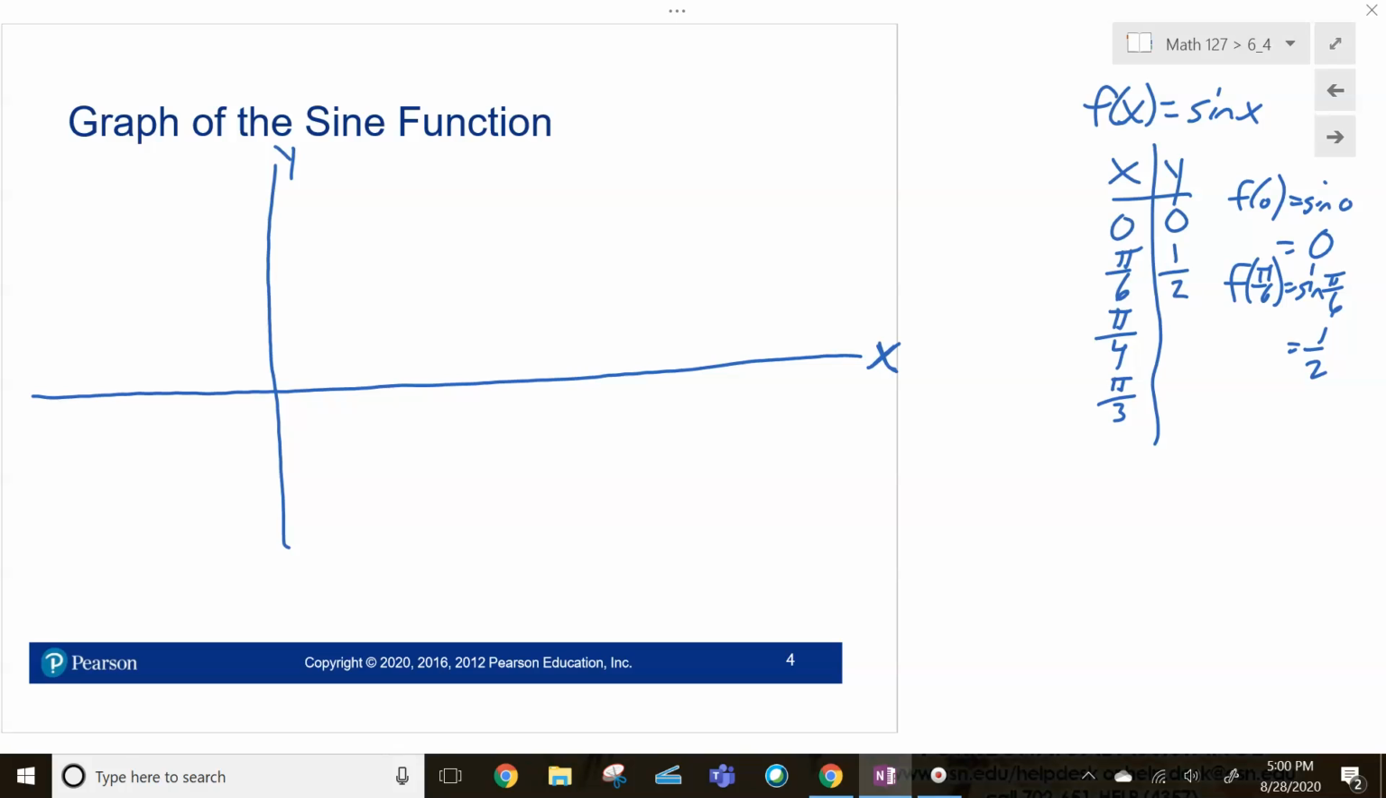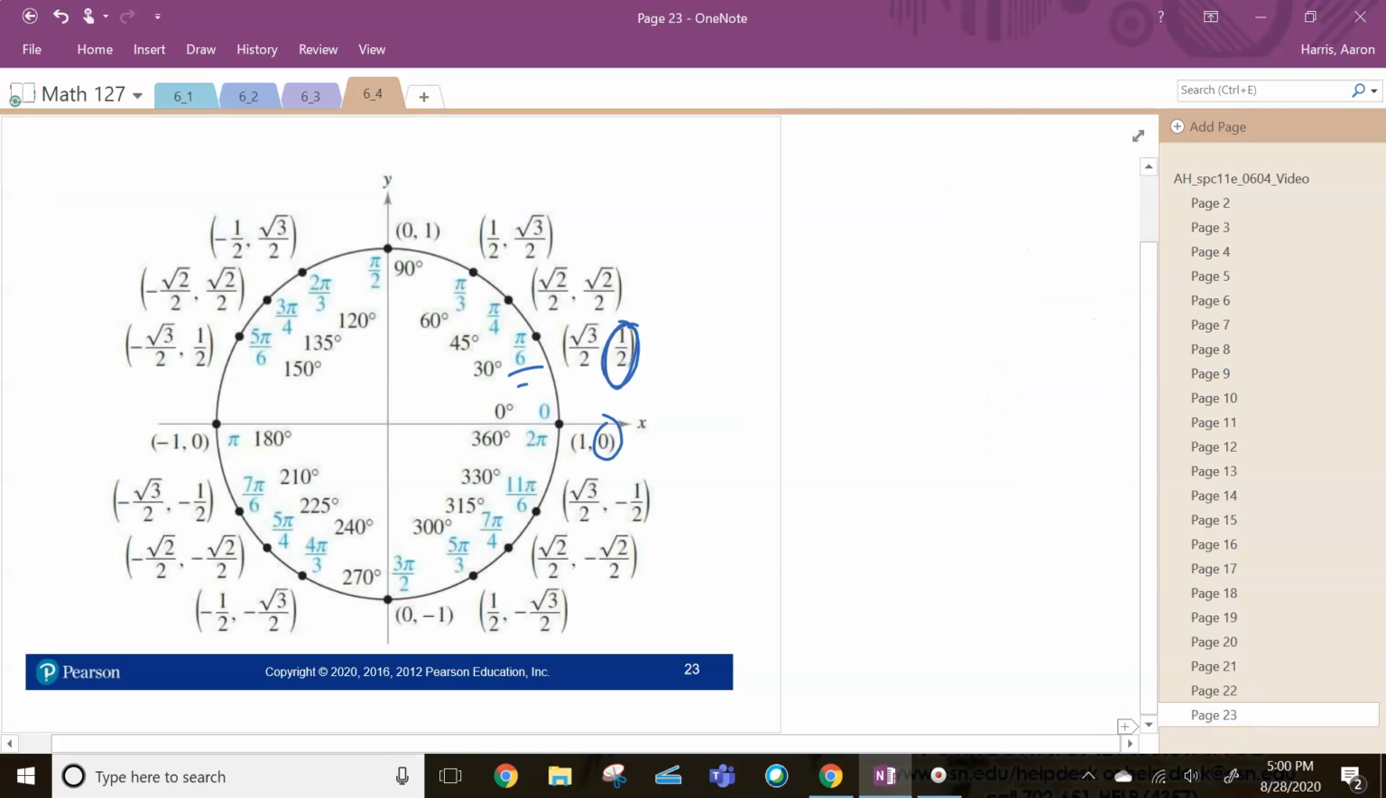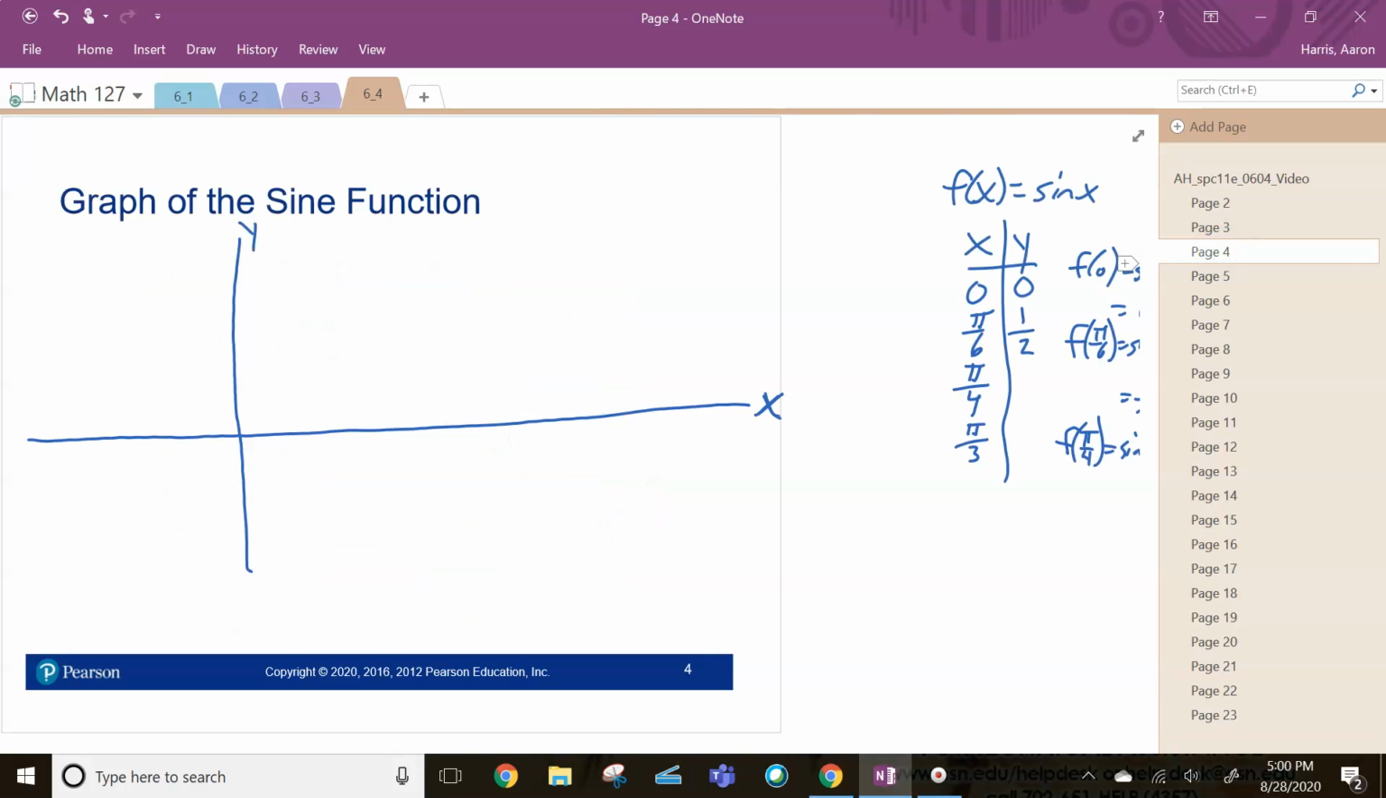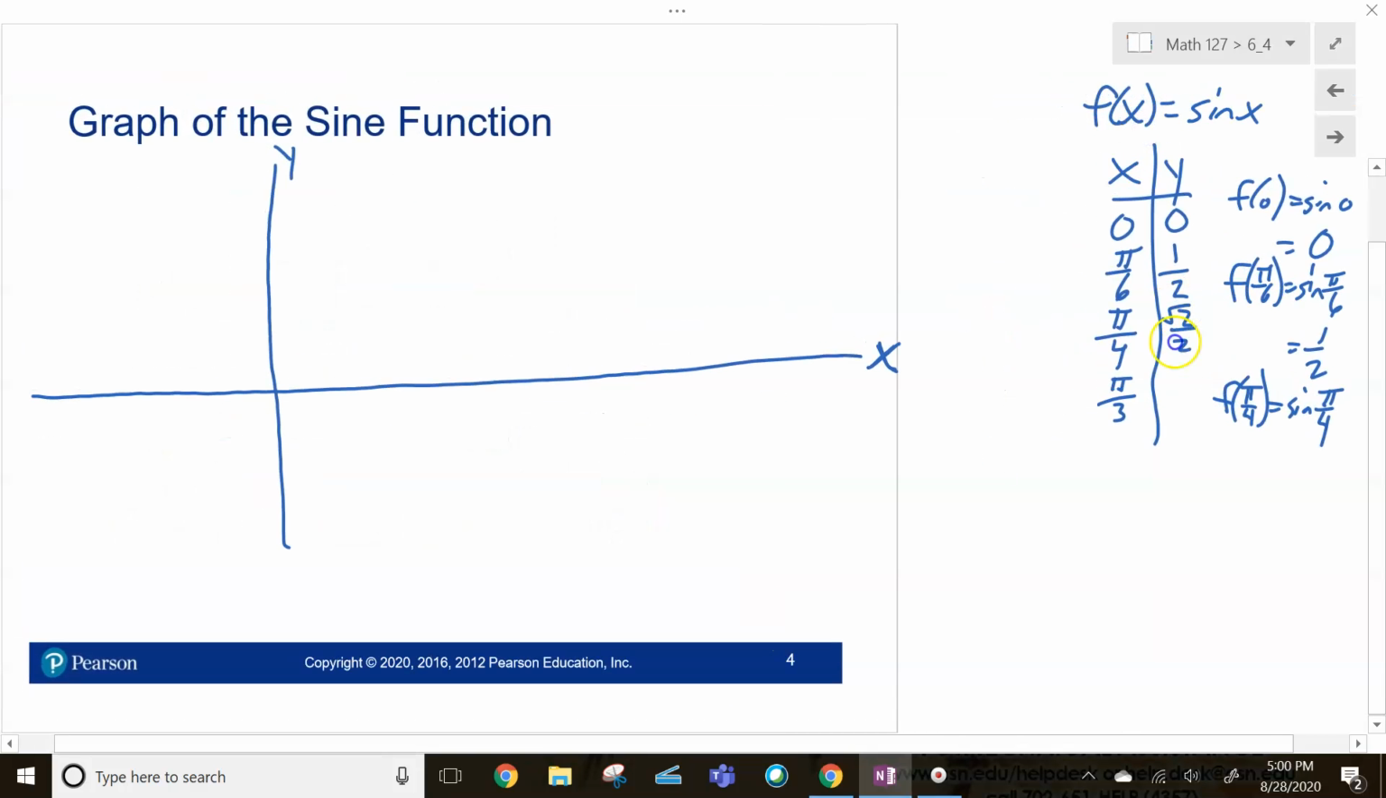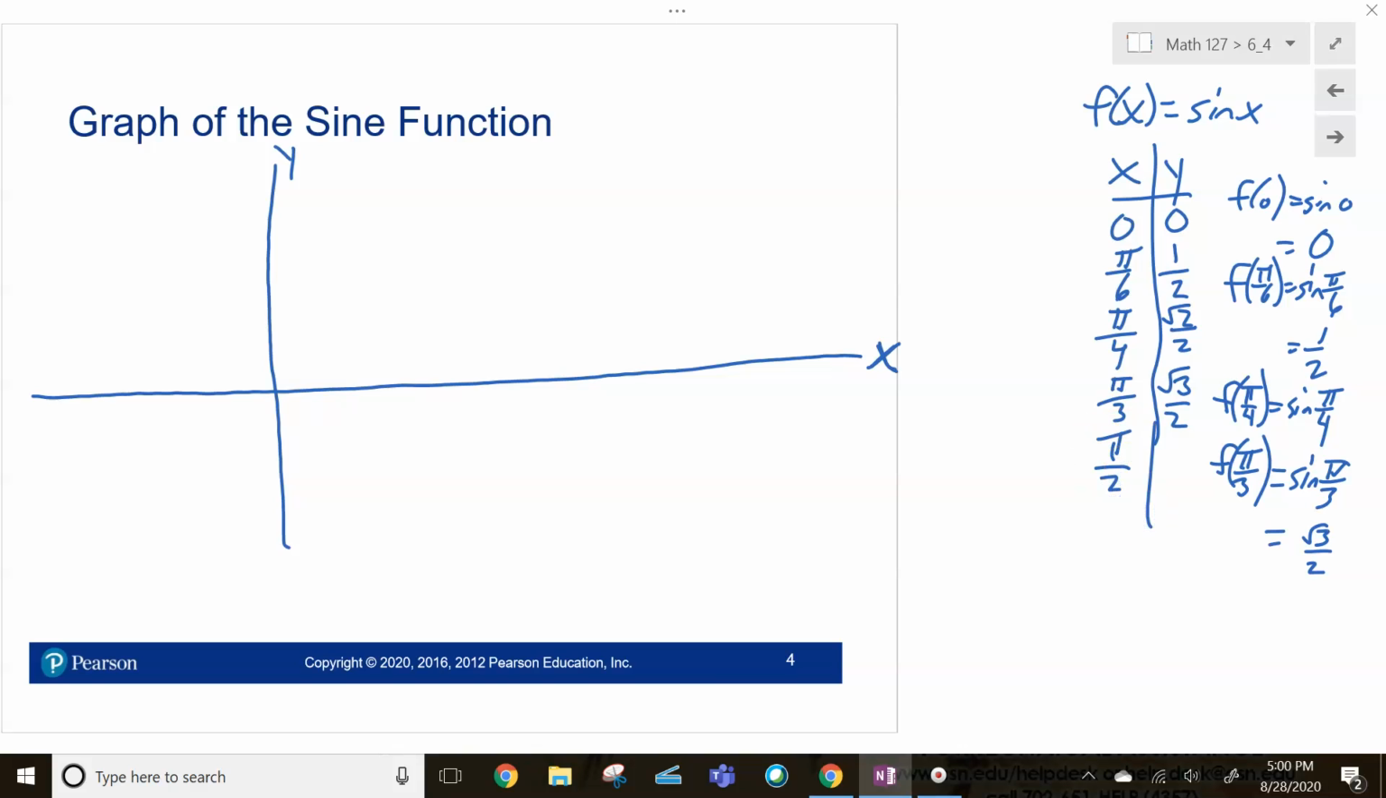And then I'm going to plug in pi fourths. So f of pi fourths. I'm looking for the sine of pi fourths. Again, I look on my unit circle and the sine of pi fourths is the y value right there, root 2 over 2. And I keep doing this. f of pi thirds, the sine of pi thirds, I find that that is root 3 over 2. And finally I get to 90 degrees, pi halves, and the sine of pi halves is 1.